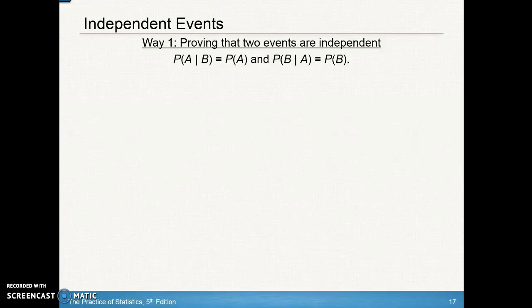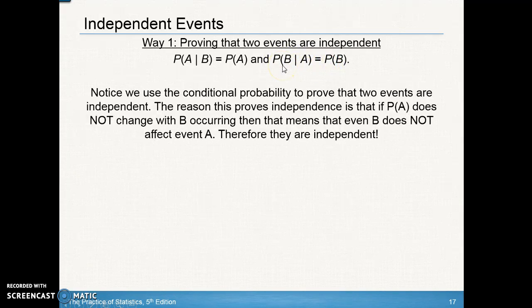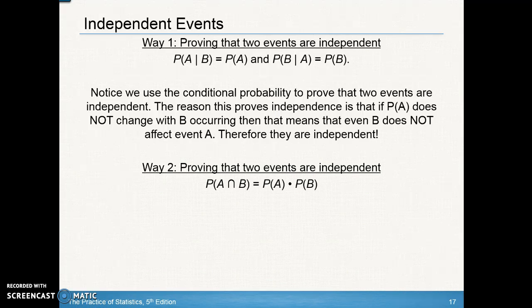All right, so there are two ways to prove that events are independent, and you will often be asked to do this on the AP exam. One, if the probability of A given B is the same as the probability of A, that's basically like saying B is not affecting A whatsoever, and the probability of B given A is the same as the probability of B, once again like saying that A is not affecting B whatsoever. We're using the conditional probability formula to prove that these two events are independent. Why does that work? Because it's basically like saying B is not affecting A and A is not affecting B. Since they're not affecting each other, they're independent. Having one is not changing the probability of the other.